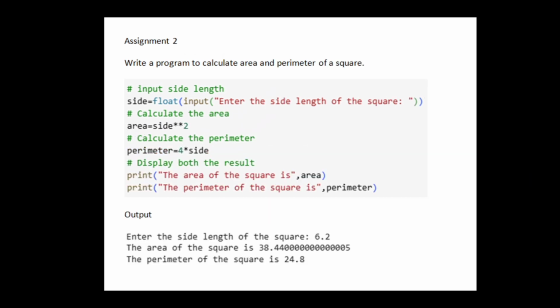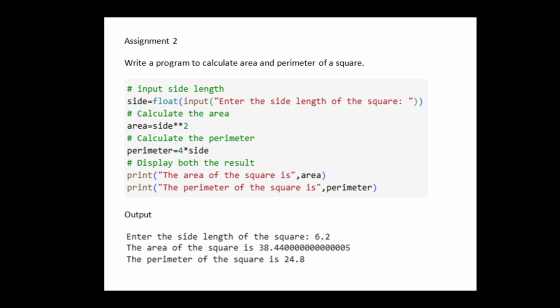This is assignment number 2: write a program to calculate the area and perimeter of a square. All of us know that a square has 4 sides of equal length, and area equals side squared and perimeter equals 4 times side. So in the input, we require the side length of the square. Then only we can calculate the area and perimeter of a square.